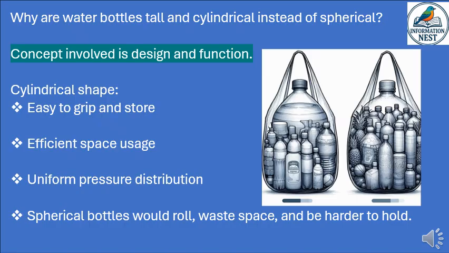Now imagine a spherical bottle. It would roll off your desk, wobble in your backpack, and be nearly impossible to hold without dropping it. Not exactly hydration friendly. Cylinders are also used in rockets, pipes, and even toothpaste tubes because they are strong, stable, and space smart. Why did the spherical bottle get rejected from the factory? Because it just couldn't stay in shape.